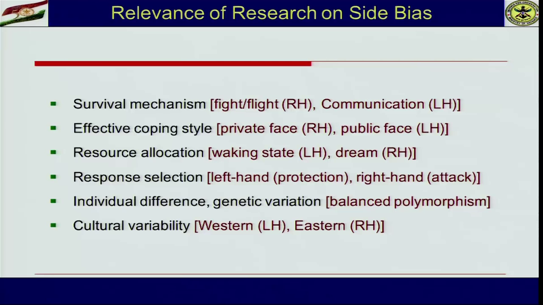In the waking state, the left hemisphere is more dominant. In the dream state, the right hemisphere becomes more dominant. So, not only in the waking and dream states, all forms of resource allocation in the body are also done by some form of side bias.